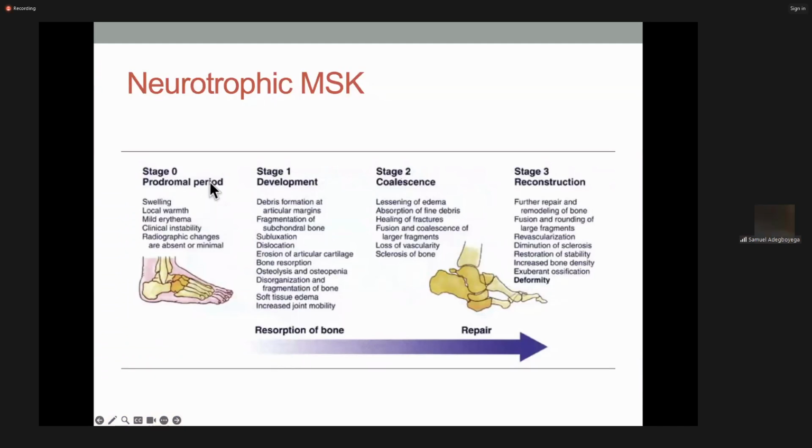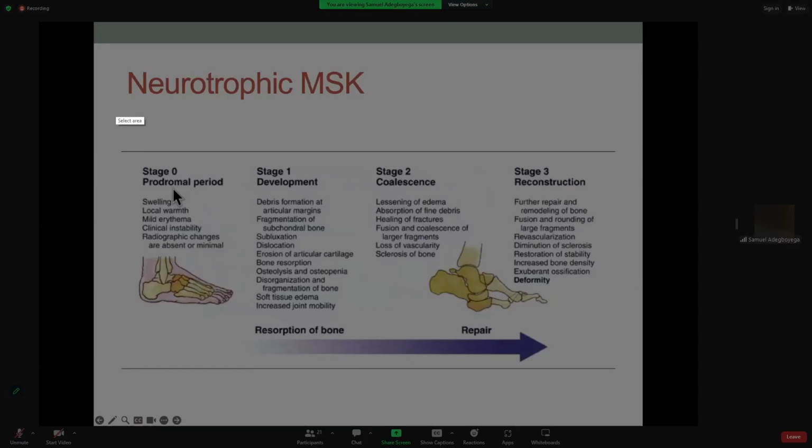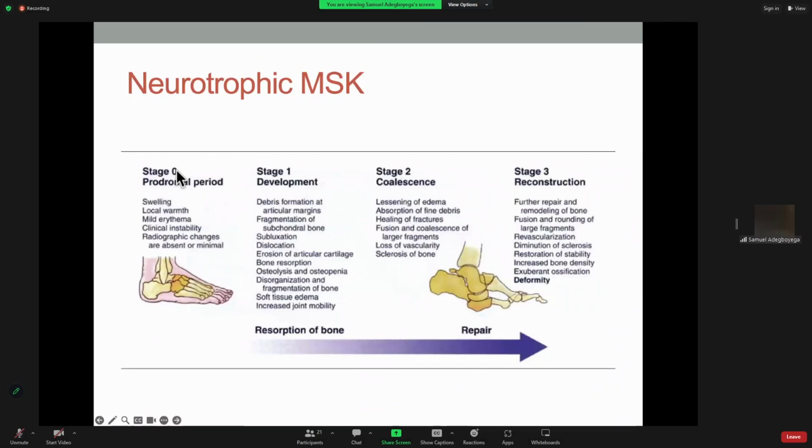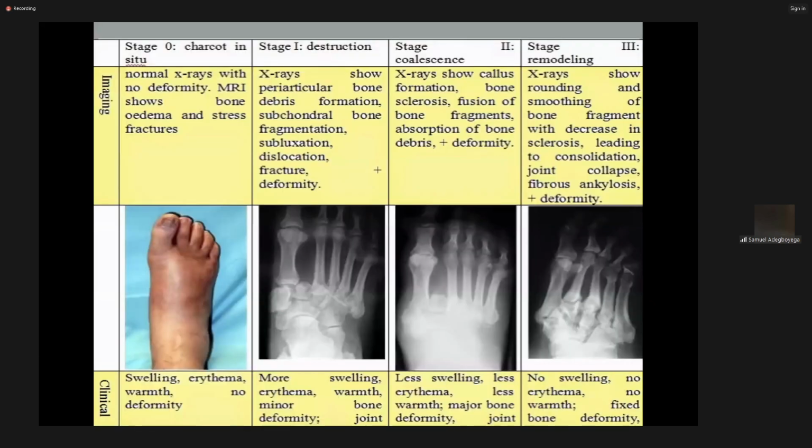Okay, so these are different names. The prodromal period is stage 0. Stage 1, called developmental, is also called fragmentation. Stage 2 is always coalescent. Stage 3 they call remodeling, the reconstructive stage, or the consolidation stage. So you have to know those names. Again, know what you see.